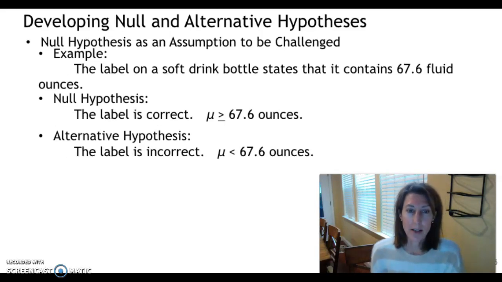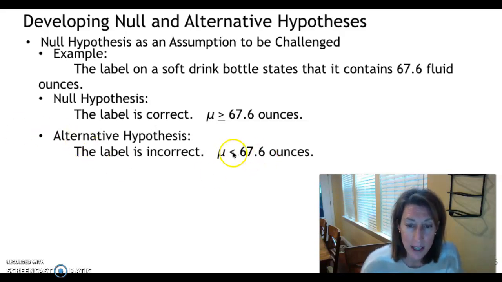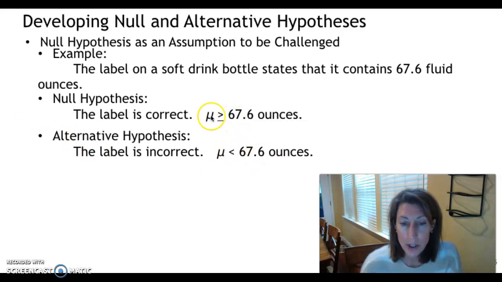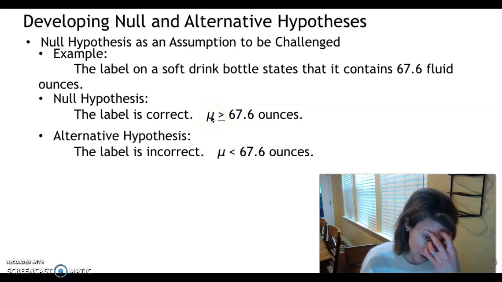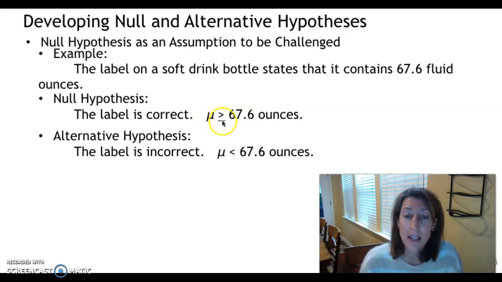Okay, here's another one. Sometimes, rather than a research idea, we're trying to challenge an assumption. When that happens, oftentimes we'll put it into the null itself. So let's say an example is the label on a soft drink bottle states that it contains 67.6 fluid ounces. So maybe we put into the null, the label's correct, and then we put into the alternative, the label is incorrect. And you can see now we're starting to use some of this less than and greater than or equal to. The mu here is the population parameter. That's what we're testing. The equal sign, by the way, will always go in the null.